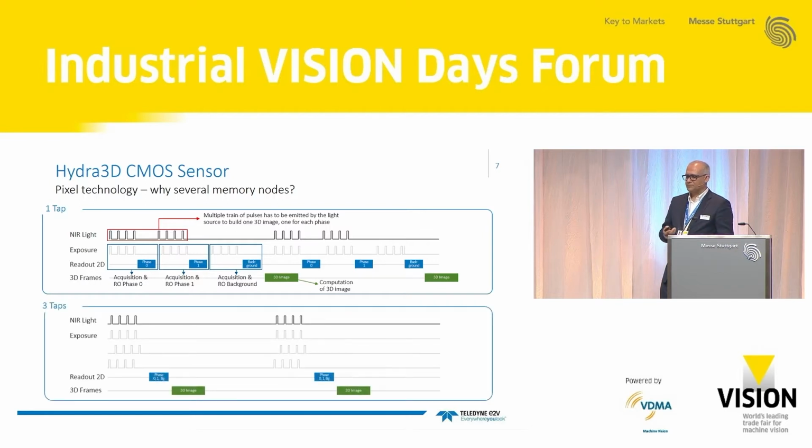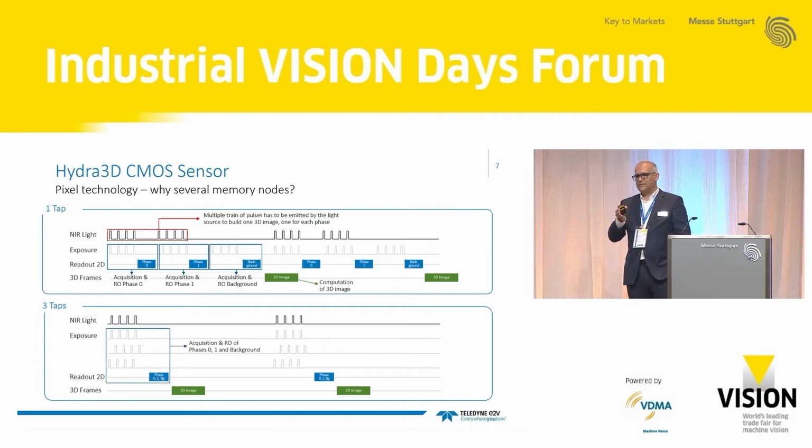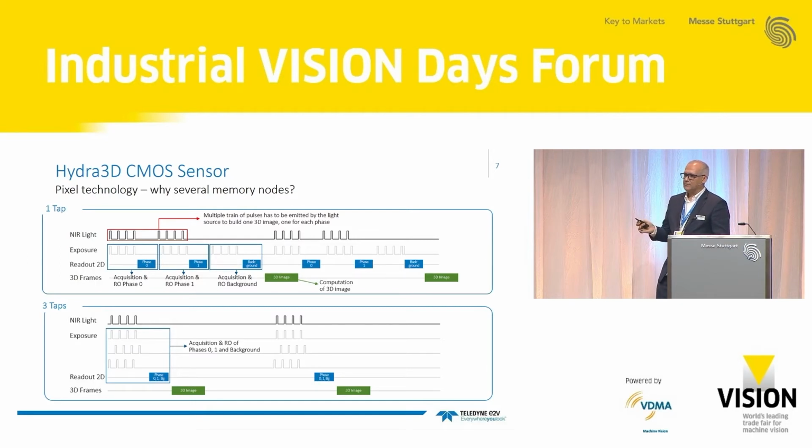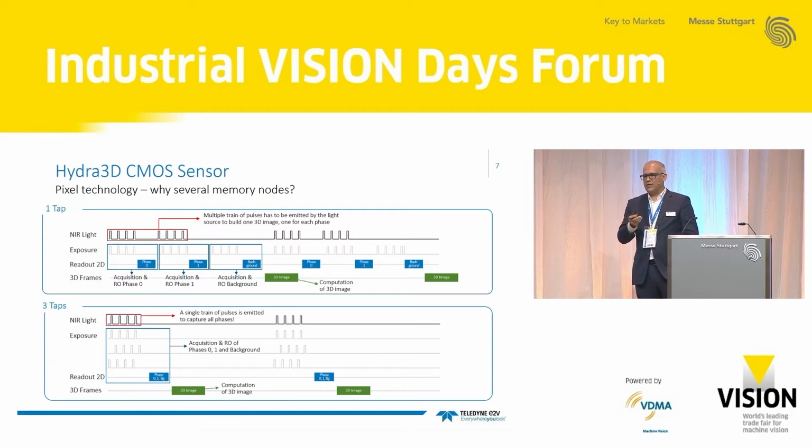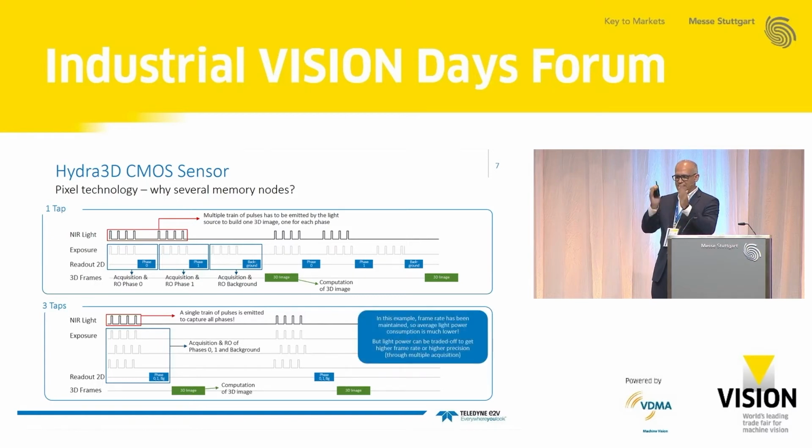In Hydra Pixel, since we have 3 memory nodes, you shoot your light source once, and you can get all your 3 phases acquired and read out in parallel, eliminating motion artifacts. And in addition, you have only had to shoot the light source once, reducing the average light power. In this example, we have kept the 3D frame rate constant so that you have lower light power, but you can think of using this extra additional time either to increase dynamic range or to improve precision by making multiple captures.